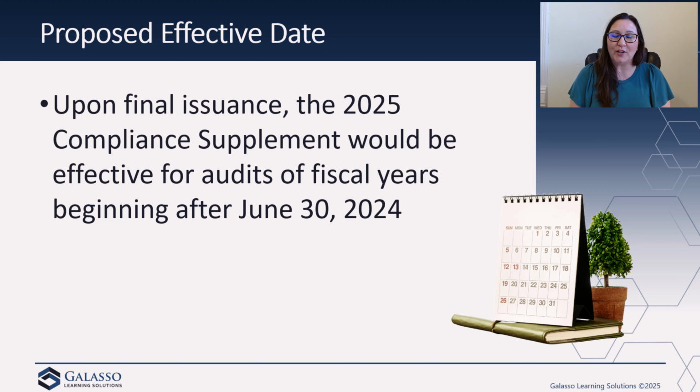So the proposed effective date for the draft version, and when it is a final issuance for the 2025 compliance supplement, it is going to be effective for audits of fiscal years beginning after June 30th, 2024. So really, we're looking at those with fiscal years starting July 1st, 2024, with a fiscal year end of 6/30/25 and going forward.